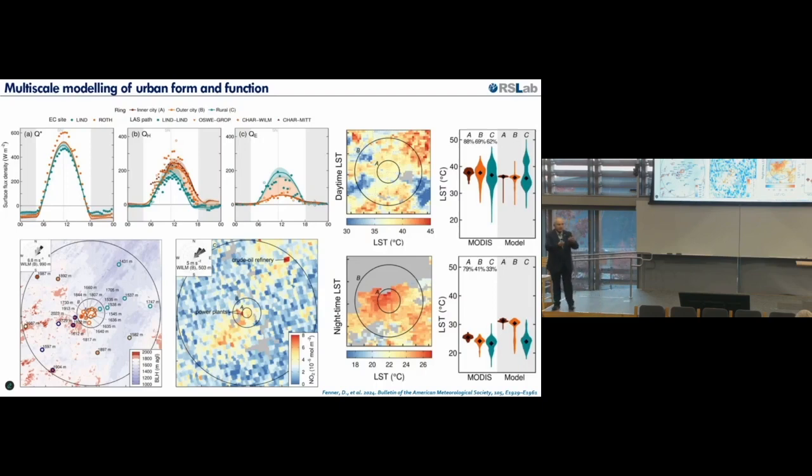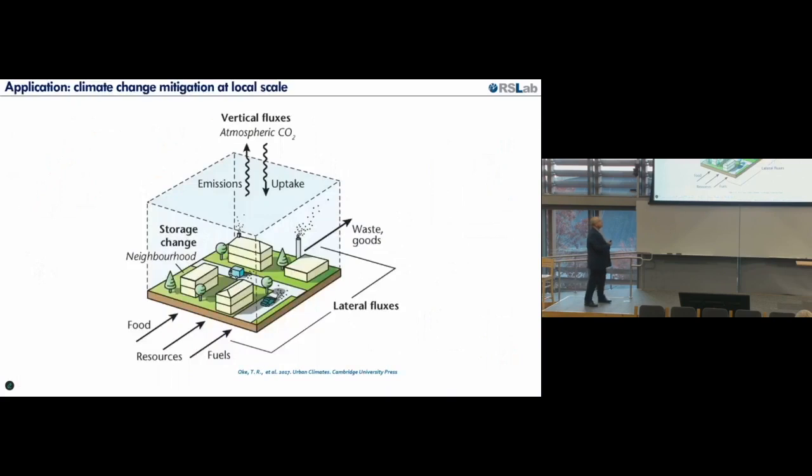Okay, this way we can observe and model both urban form and urban function, and represent some applications related to climate change mitigation at local scale. And speaking about mitigation, of course, we focus on carbon emission. And you see here the carbon metabolism in cities: we have the lateral fluxes of food, resources and fuels, and outputs of waste and goods. But let's focus on vertical fluxes. So the vertical flux of CO2 is the emission of CO2.